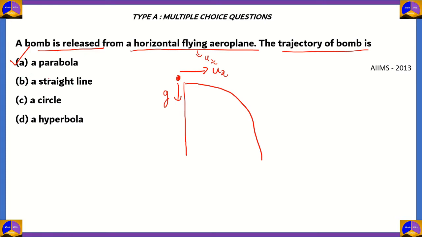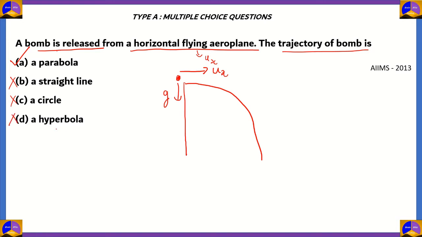Option B, a straight line, is incorrect because the plane is flying horizontally. So there is already a horizontal component. Option C, a circle, is incorrect because there is no centripetal force acting on the circle. The circle has only gravitational force acting on it, and it's not high enough in order to make gravitational force a centripetal force.